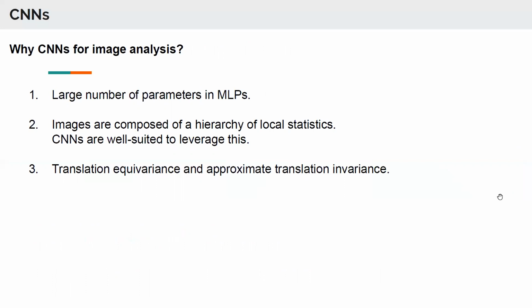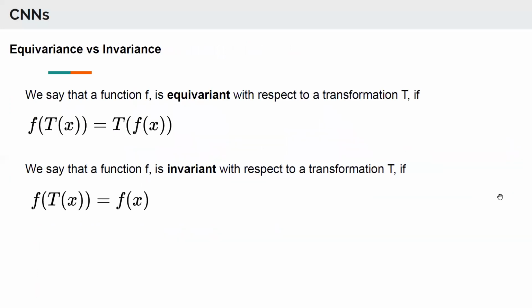So let's first try to understand what is equivariance and invariance. When do we say that a function is equivariant with respect to a transformation? We say this when applying the function on a transformed version of the image or some input is the same as transforming after applying the function on the input. Okay, so that's just equivariance with respect to a certain transformation.